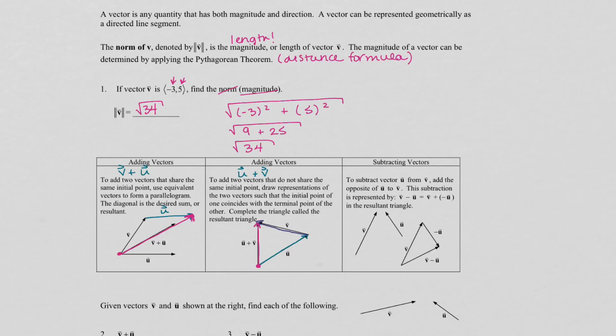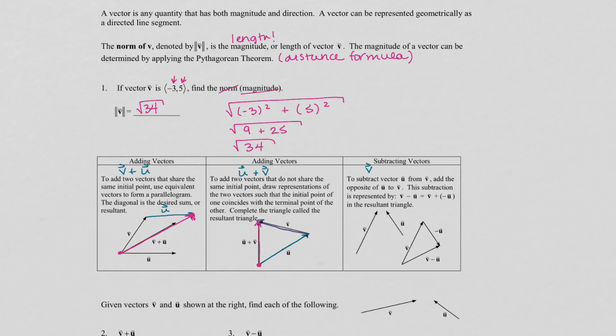Now, for subtracting vectors, we do an additional step. So if we have vector v minus u, that is really v plus, it's addition, negative of vector u. And so what we have to do first is we have to reflect vector u. So you see in our problem here, they gave us vector v, and then this is vector u.